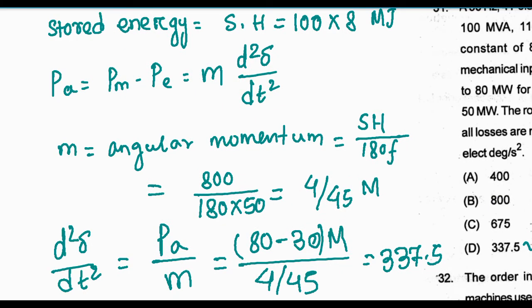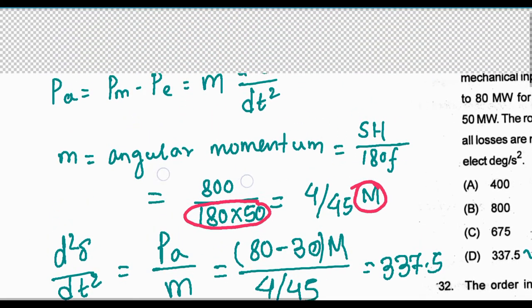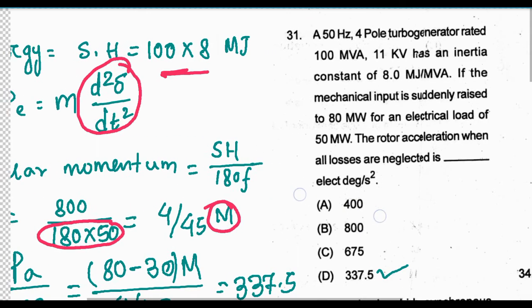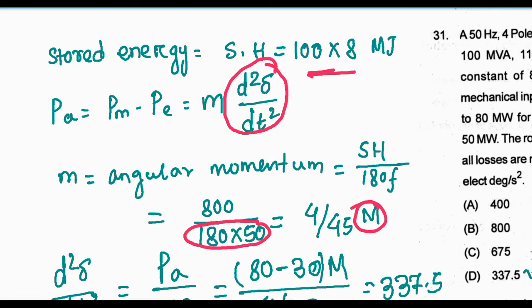So here SH we have already found to be 800, so 800 by 180 into 50, and this is 4 by 45 mega. So here we have found the angular momentum, and now we have to find this one. This one is the acceleration, not frequency. This one is the acceleration, the rate of acceleration.